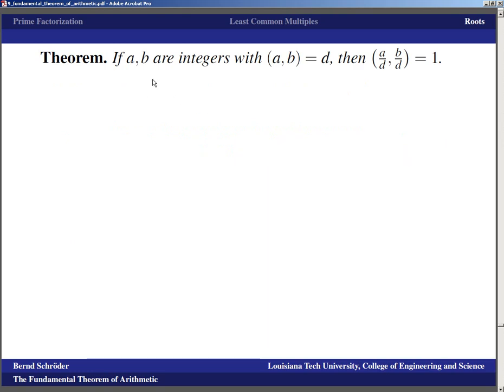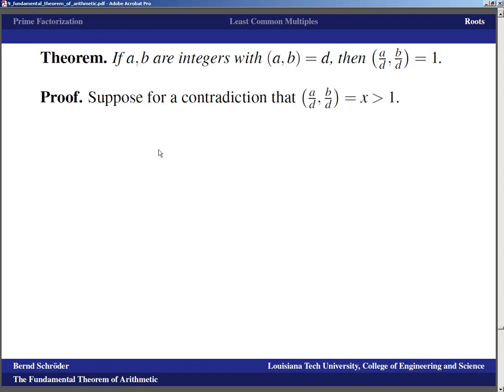And first of all, we again need a few results about integers. If a and b are integers with greatest common divisor d, then the greatest common divisor of a divided by d and b divided by d is 1. The proof for that is, well, suppose for a contradiction that the greatest common divisor of these quotients is x greater than 1. Well, then a is equal to m times d times x, because, well, a is divisible by d, so it is some number times d, and that number then is m times x.